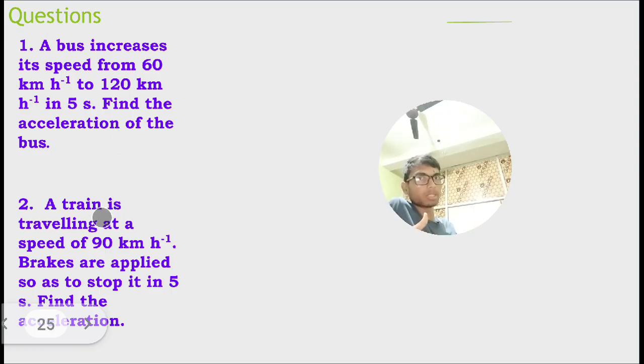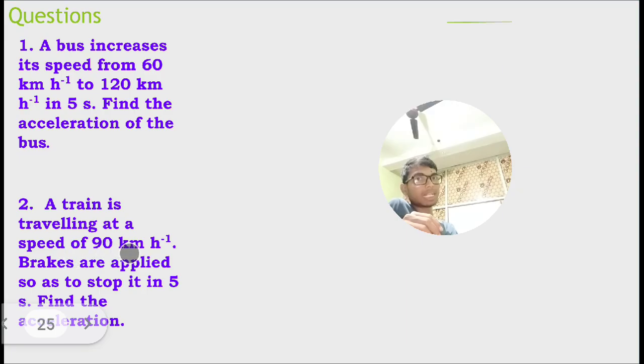12 meter per second squared, which means after 1 minute, 12 kilometer was covered. This is the meaning of 12 meter per second squared. So 12 is the answer.